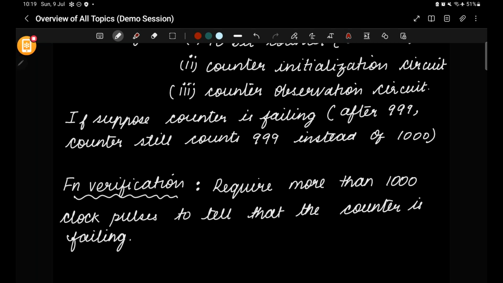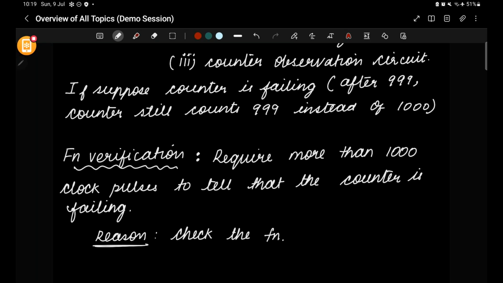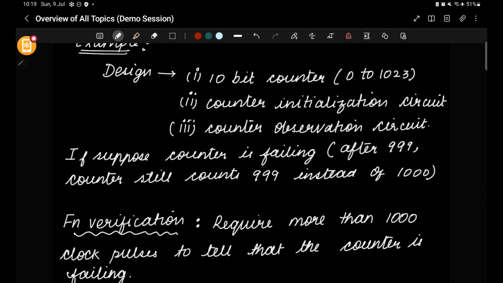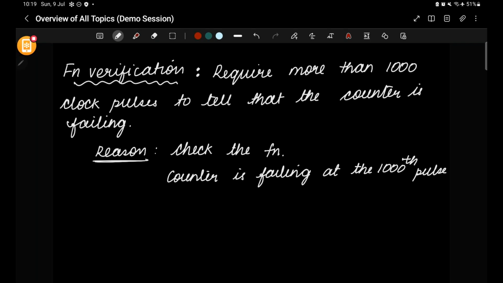Why do they require more than 1000 clock pulses? The reason is that a functional verification engineer is going to check the functionality. When this counter fails after 999, instead of 1000 it is still counting 999. That is, at the 1000th pulse, this counter is failing. So after 999, at the 1000th pulse, it is still counting 999 instead of counting 1000. So the counter is failing at the 1000th clock pulse.